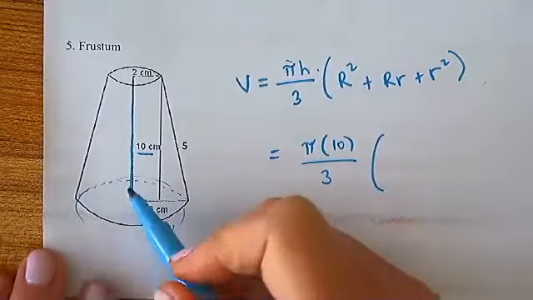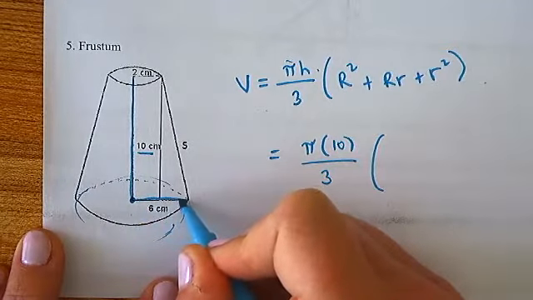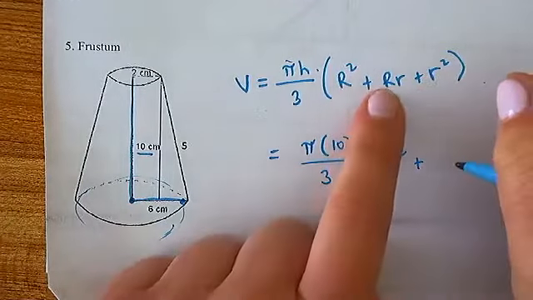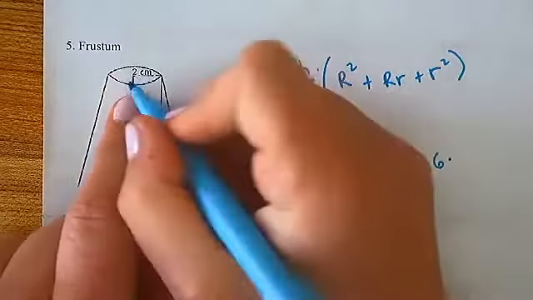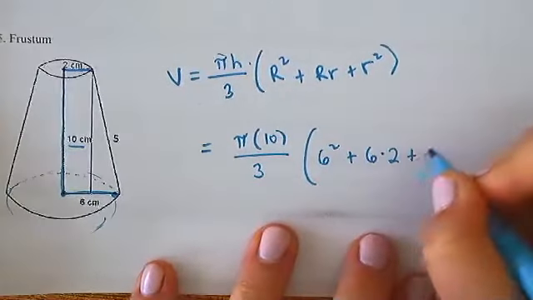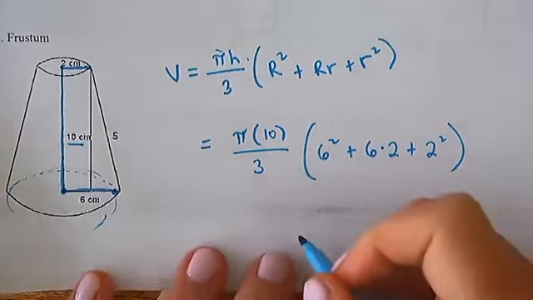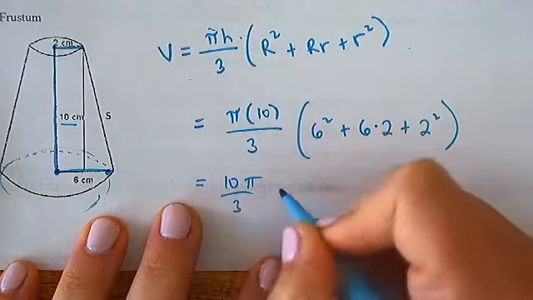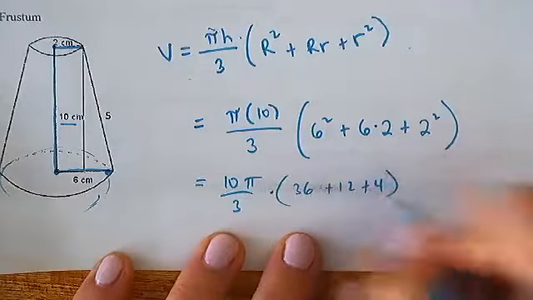Big R is the radius of the big circle down here. The radius is from the center to any point on the circle, and that's 6 centimeters. We're going to do 6 squared plus big R, which is 6, times little r, which is the radius of the smaller circle. Up here, the radius is 2. And then plus 2 squared. And then from here, we just simplify. Simple as that, okay? So this becomes 10 pi over 3 times 36 plus 12 plus 4.